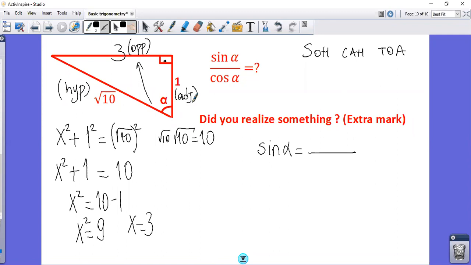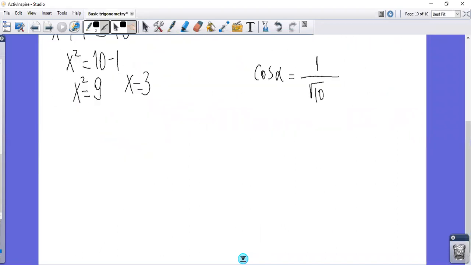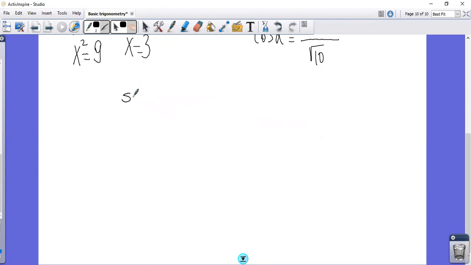So sine of alpha is opposite over hypotenuse, right? So 3 over root 10. Cosine of alpha is equal to adjacent over hypotenuse. You see? Adjacent over hypotenuse. So that's going to be 1 over root 10. So the question is sine of alpha over cosine of alpha.